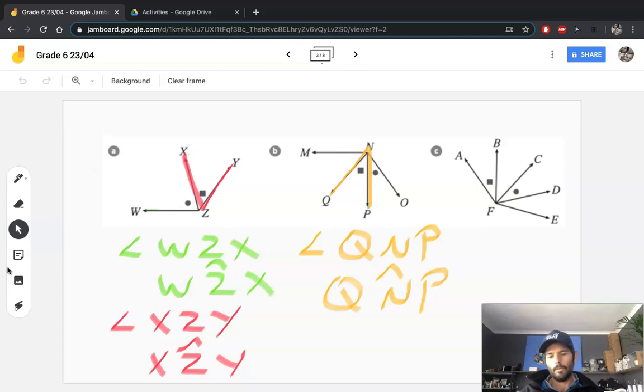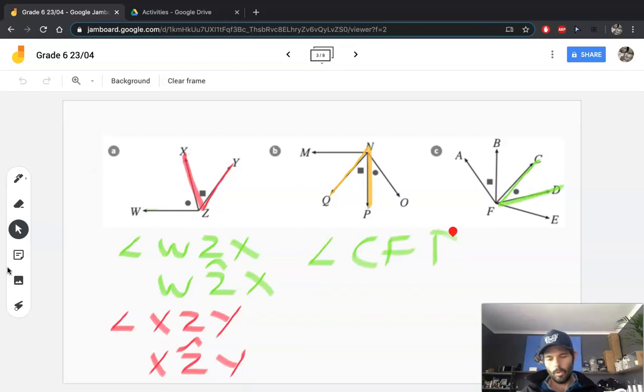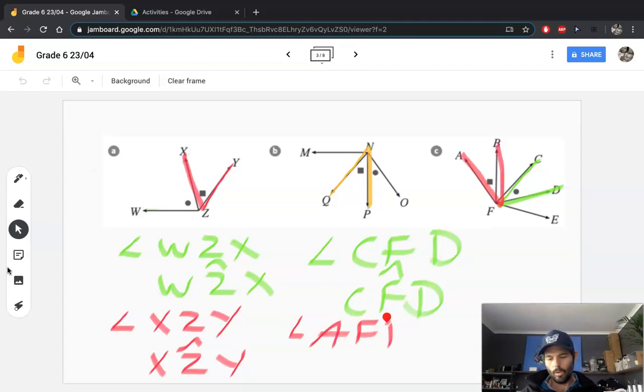And then for question C, if I wanted to do the circle first, the circle is there. So that's going to be angle CFD, or DFC. And the square is that one there. So that's going to be AFB, or BFA. You can have BFA going the other way around as long as F is in the middle.